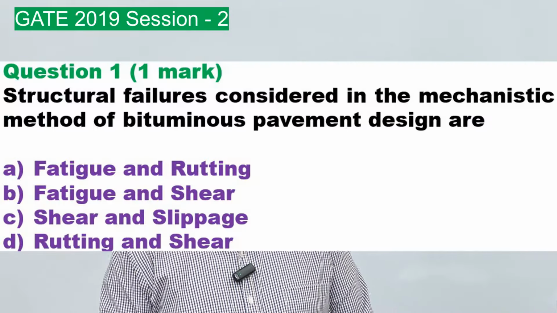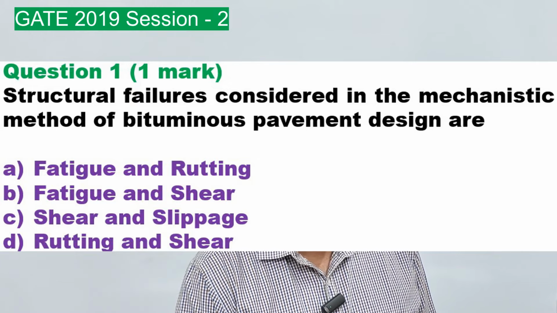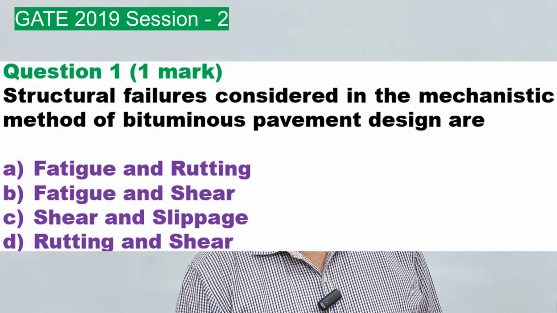Hello friends, today we shall discuss solution of questions in transportation engineering which were asked in afternoon session of GATE 2019. The first question is on flexible pavement and it is based on recall. It says structural failures considered in the mechanistic method of bituminous pavement design are, and there are four options.